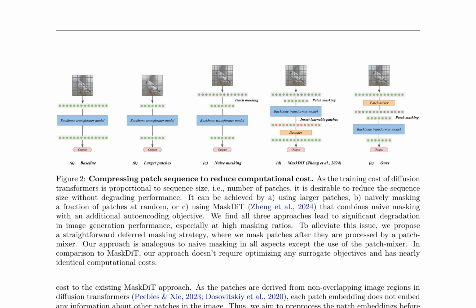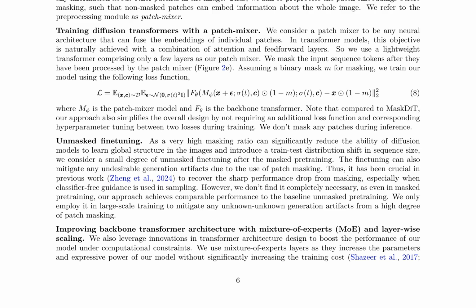To further improve the performance of the backbone transformer, researchers have leveraged innovations in transformer architecture design, such as mixture of experts, MoE, layers and layer-wise scaling. These techniques increase the parameters and expressive power of the model without significantly increasing the training cost.